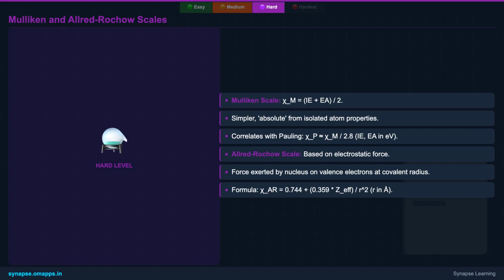It's a more physical approach, calculating electronegativity from the effective nuclear charge and the covalent radius. This scale is particularly useful when experimental bond energy data isn't available. Understanding these different scales highlights that electronegativity isn't a single, fixed value but a concept that can be quantified in various ways, each offering a unique perspective on an atom's electron-attracting power.